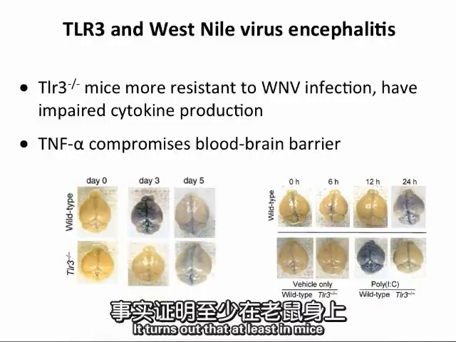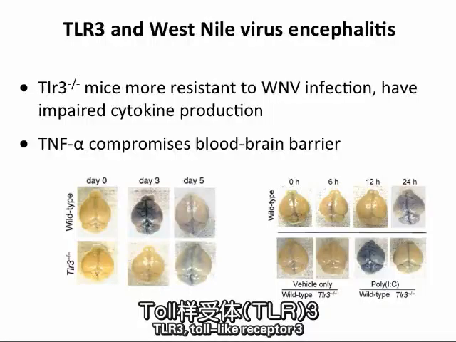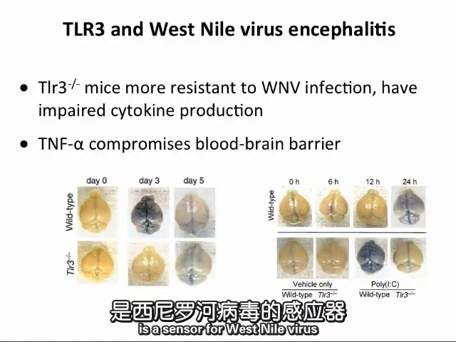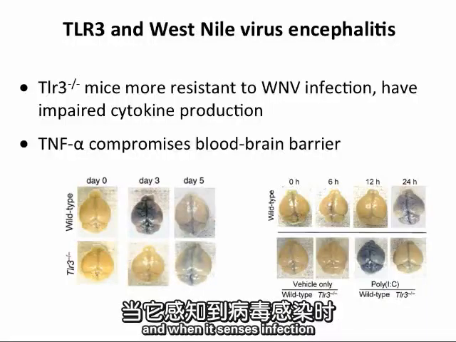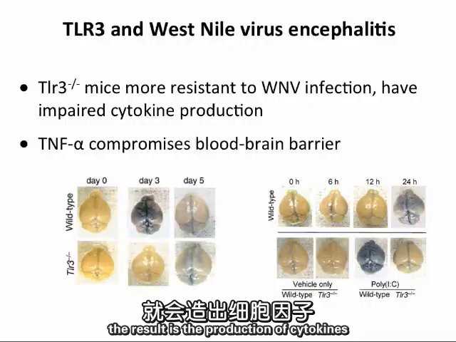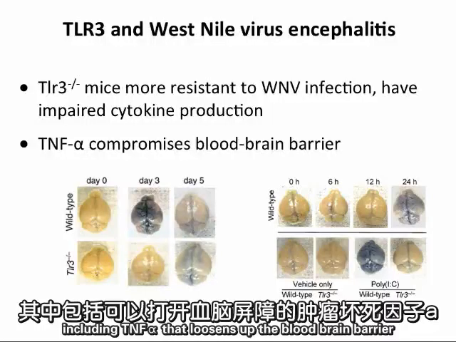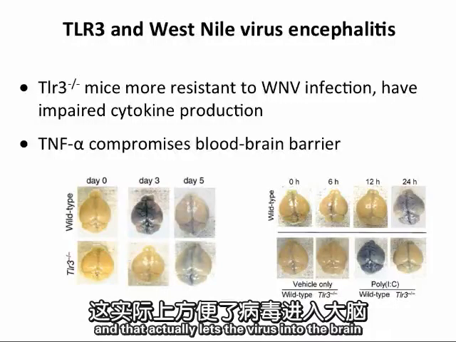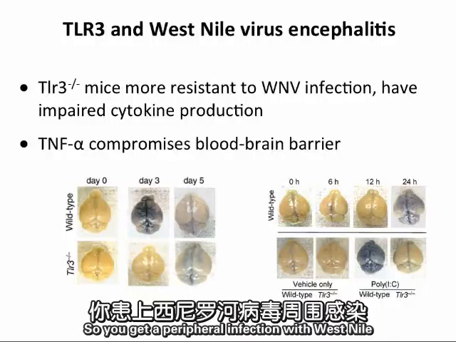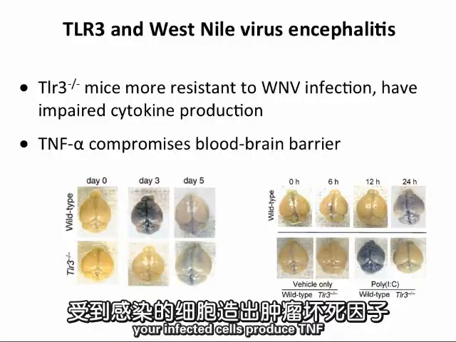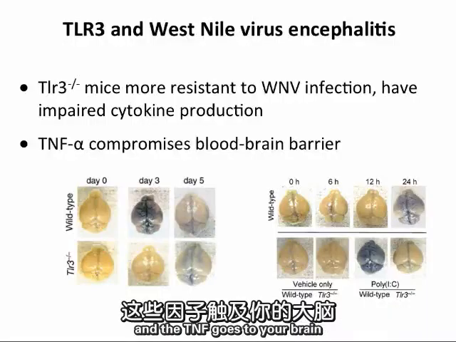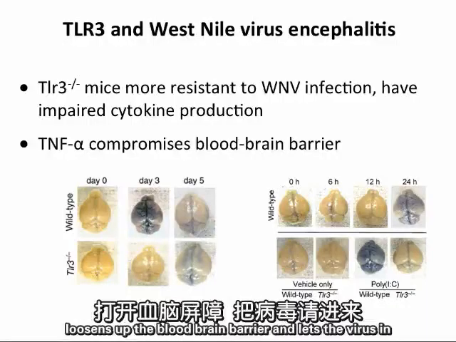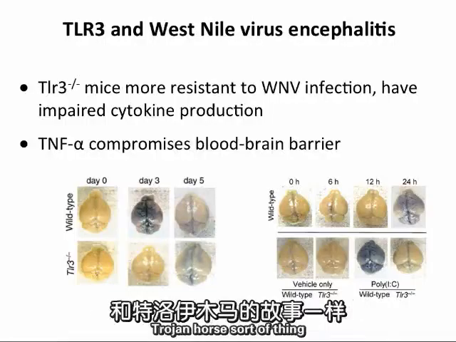causes an encephalitis. It turns out that, at least in mice, TLR3, toll-like receptor 3, is a sensor for West Nile virus, and when it senses infection, the result is the production of cytokines, including TNF-alpha, that loosens up the blood-brain barrier, and that actually lets the virus into the brain. So you get a peripheral infection with West Nile, your infected cells produce TNF, and the TNF goes to your brain, loosens up the blood-brain barrier, and lets the virus in. Trojan horse sort of thing.